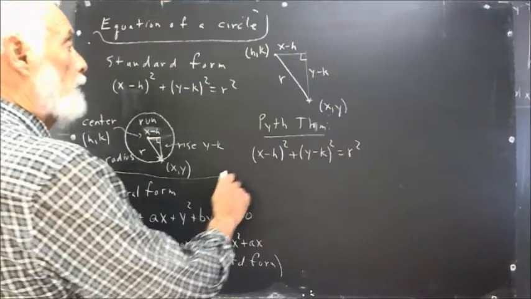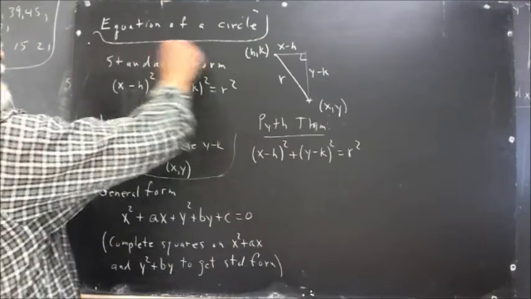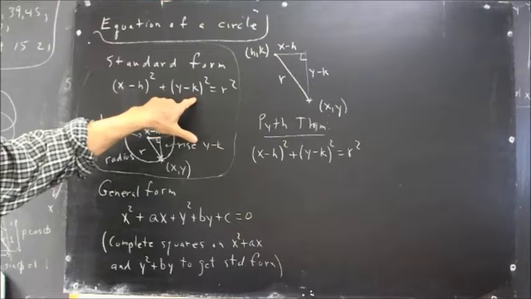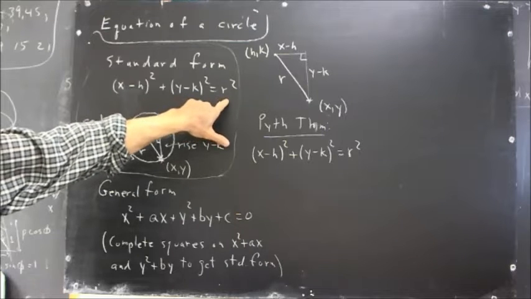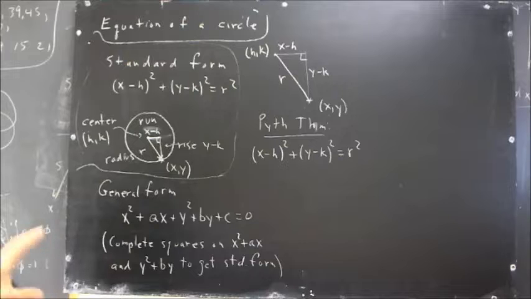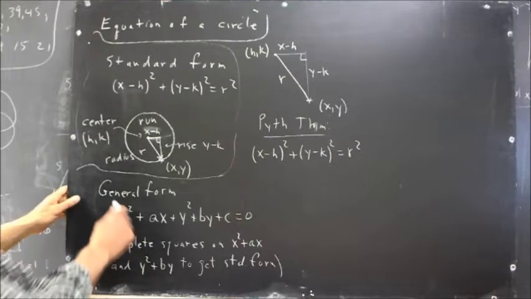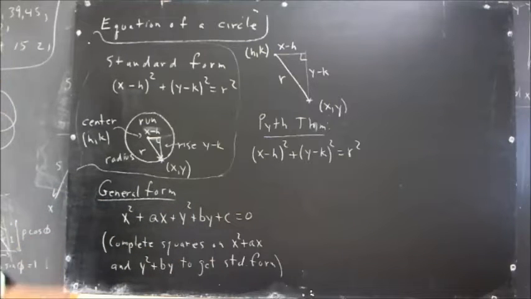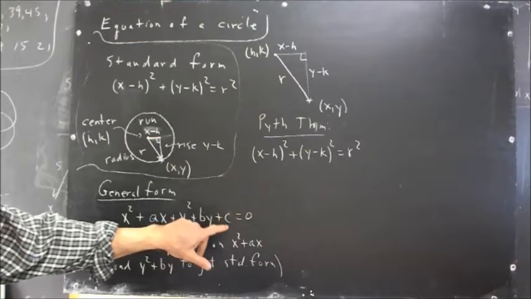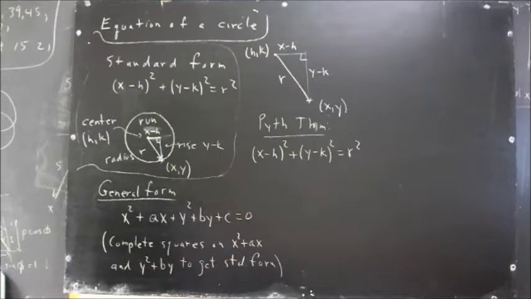Now, if you want to graph a circle, standard form is exactly what you need, because you can just read off the coordinates of the center and you can just read off the radius. You might have to take a square root, but you can find the radius very easily. Now, in contrast, the general form of the equation of a circle is x squared plus ax plus y squared plus by plus c equals 0.